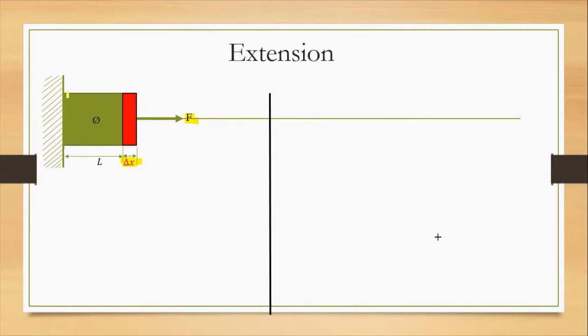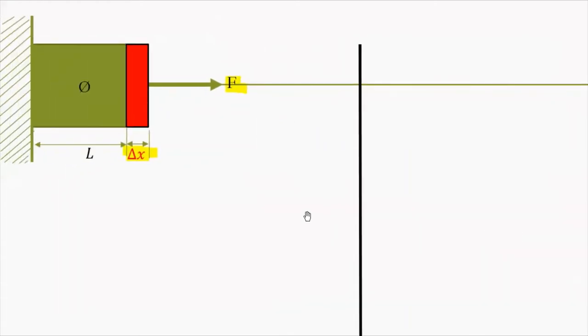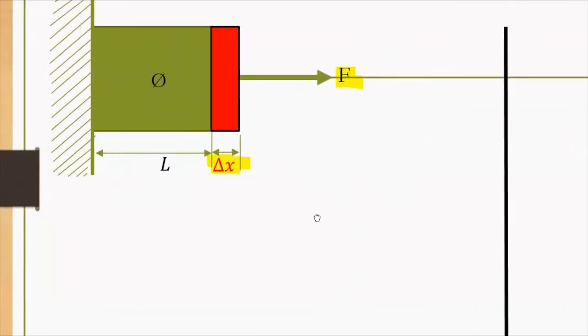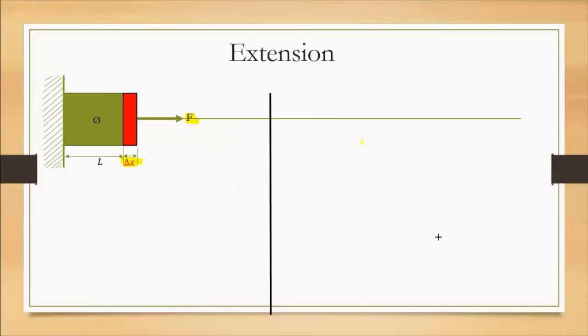So what I'm saying is, here is an object which has an original length from here to here. But after I apply this force here, it elongates by that red part, which is the change in length. So it becomes longer, it extends, due to the applied force. Is it now clear? Yes. So the object is going to extend. That is why my heading here is extension.